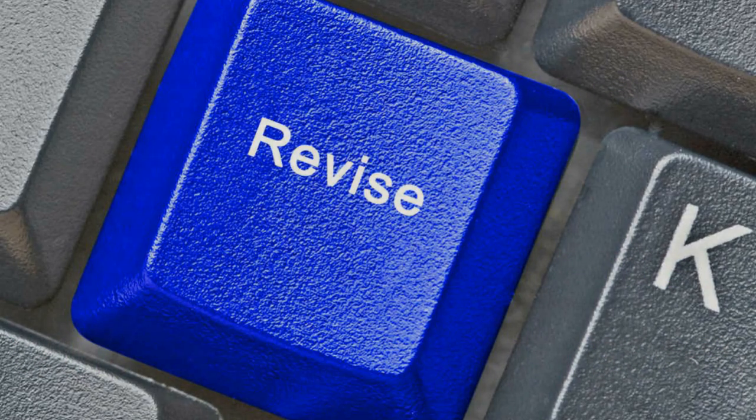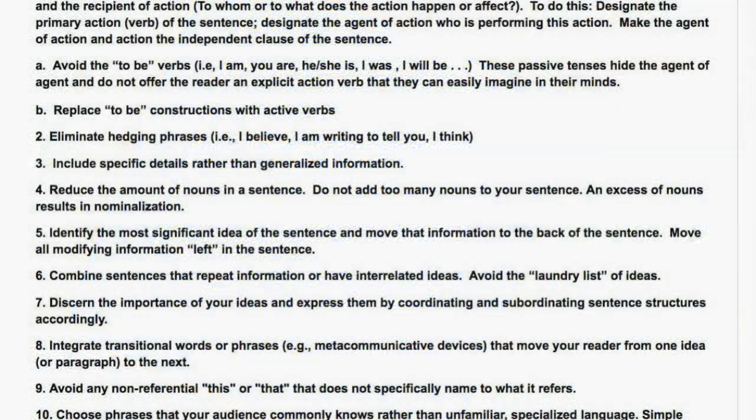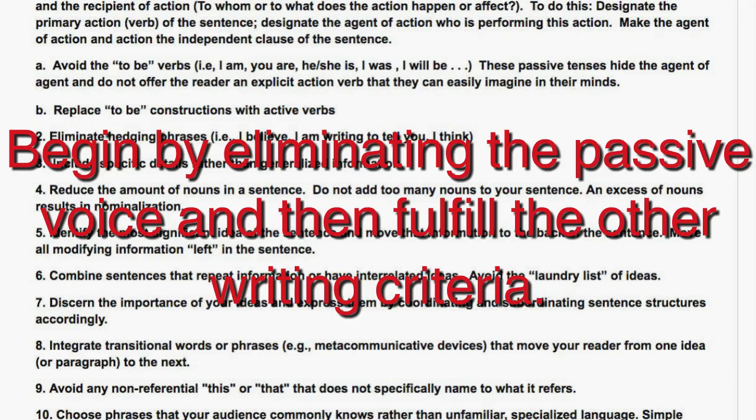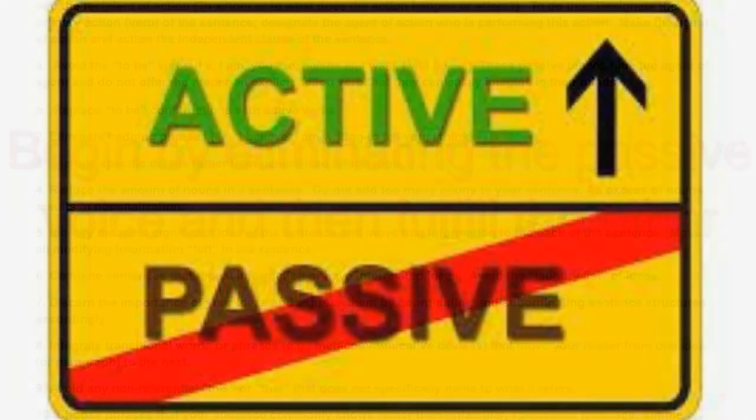You need to integrate this no passive voice criterion with the other criteria, such as no hedging, metacommunicative devices, no non-referential this or that, weighing of sentences, and so on. But if you first don't try to replace the passive voice, it will be more difficult to implement the other criteria. Now, in the rest of this video, you can do an exercise that will help you understand how to identify, eliminate, and replace passive voice with active sentence constructions.